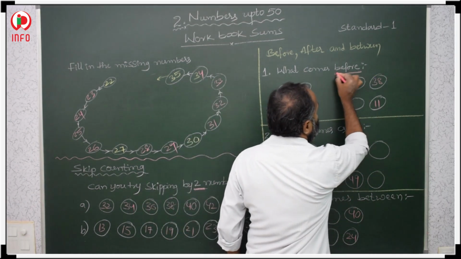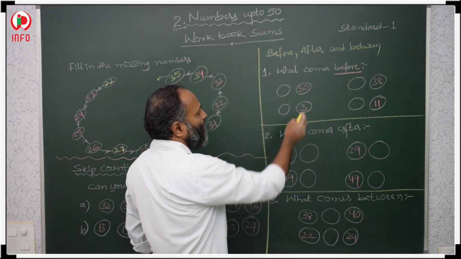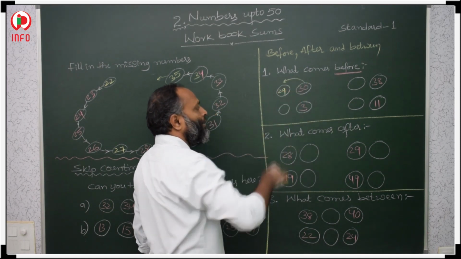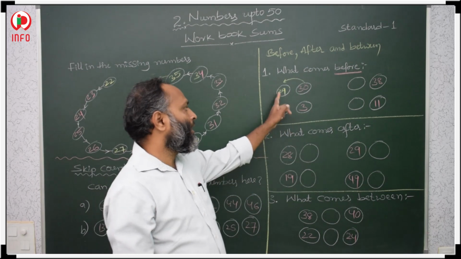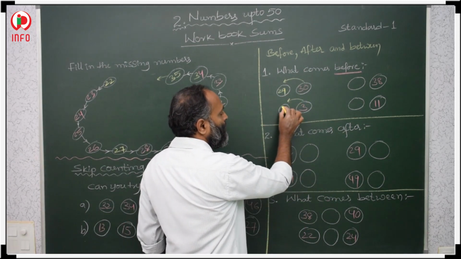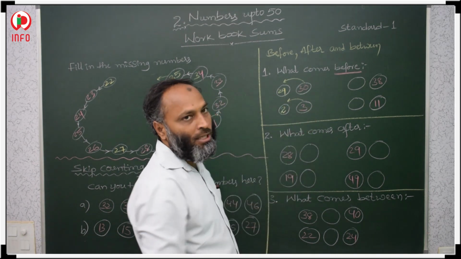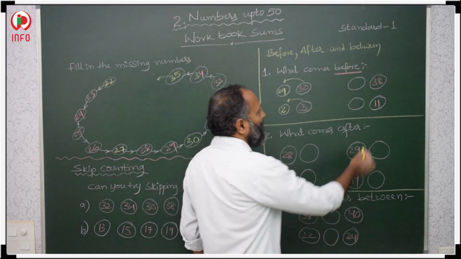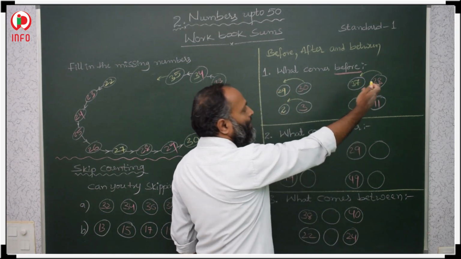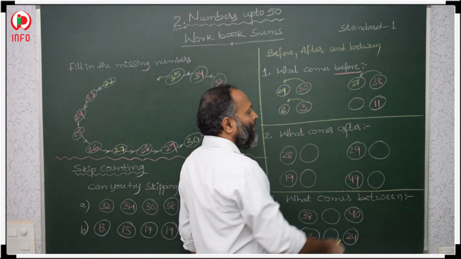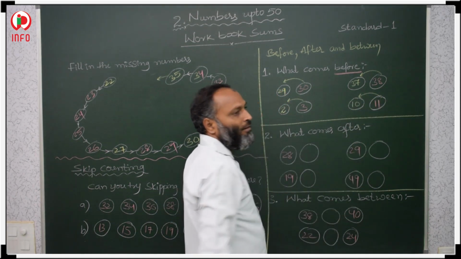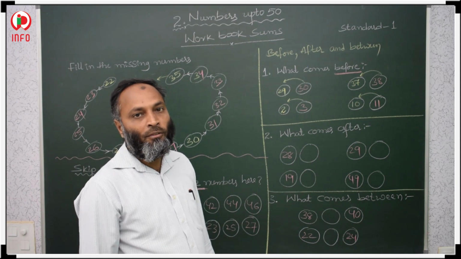Now, here before number, 30 before, which number will come? Before 30 is 29. Before 3 which number will come? 2, then 3. Then before 38 is 37, and 38. Then before 11 is 10, 11. In this way we have to write before numbers.